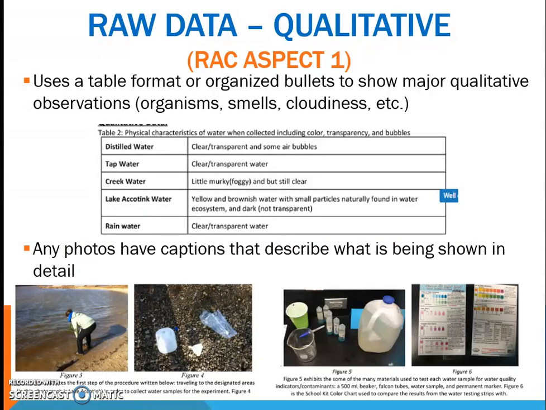I actually have to present some of that too in the form of raw data in an organized format. For qualitative data, I can use tables or bullets, but I need to be organized in how I communicate that. Consider what things you saw: organisms, smells, cloudiness, etc.